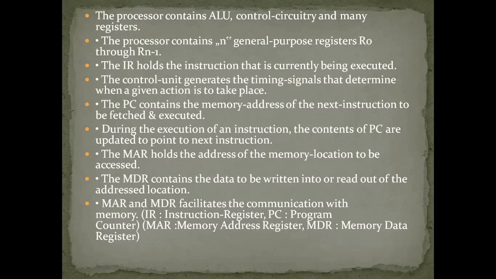In the processor, there are two registers, that is MAR and MDR. MAR is the memory address register, MDR is the memory data register. MAR holds the address of the memory location, storing the address of the currently executing instruction. MDR will contain data.